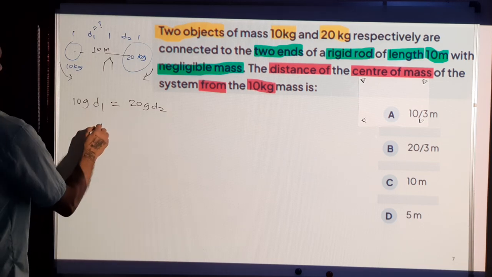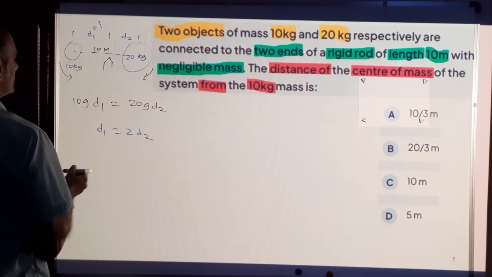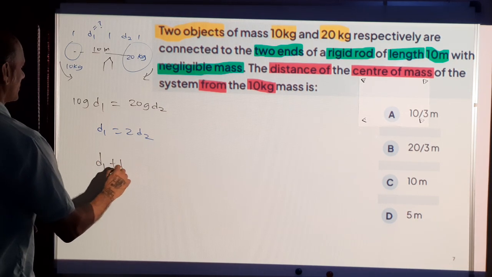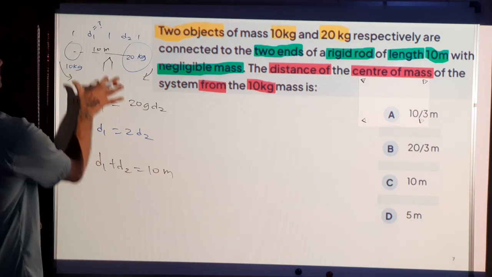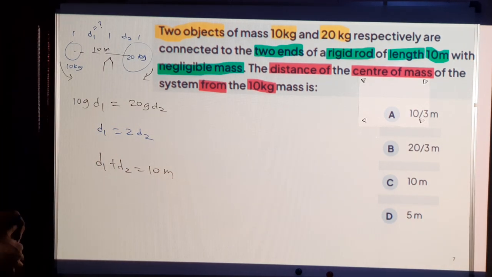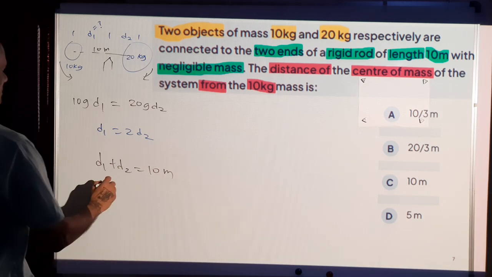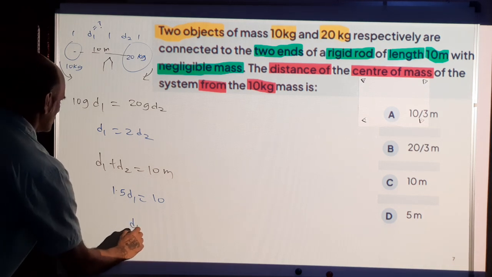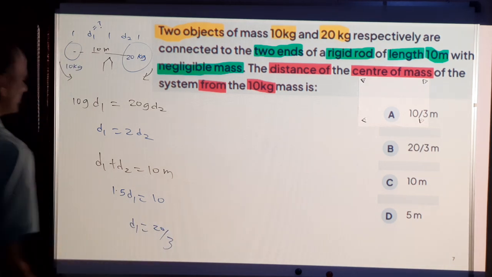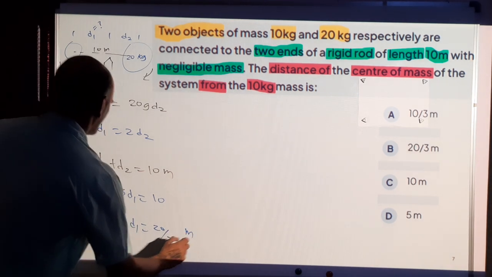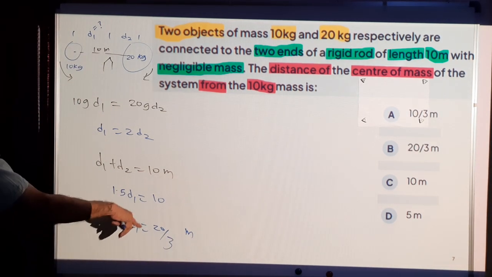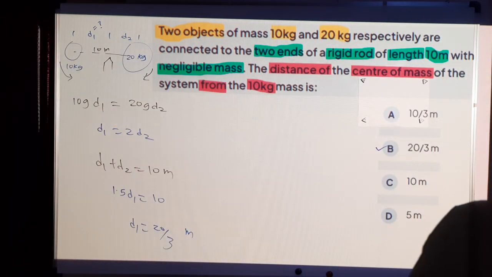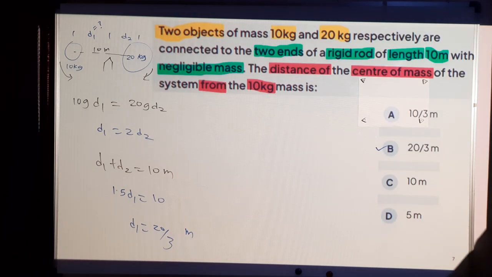So d1 equal to 2 d2, and then d1 plus d2 equals 10 meters, this length. So d2 is half of d1, so this will become 1.5 d1 equal to 10. So d1 equal to 20 by 3 meters. 1.5 is 3 by 2, so it becomes 2 by 3 into 10, so 20 by 3. B is the correct option.